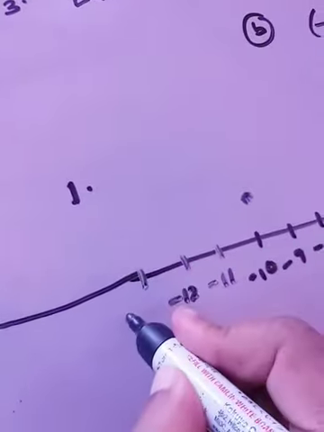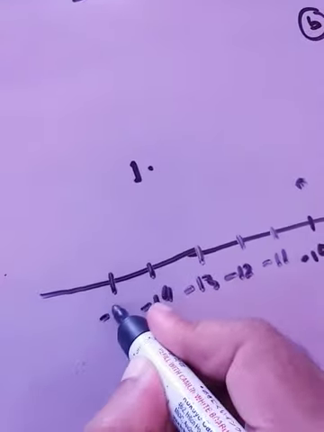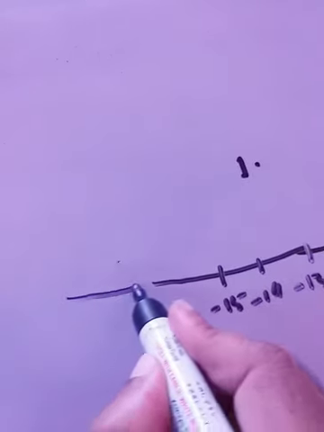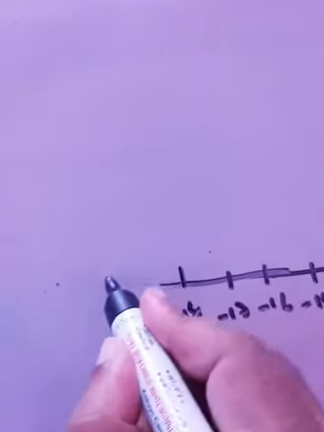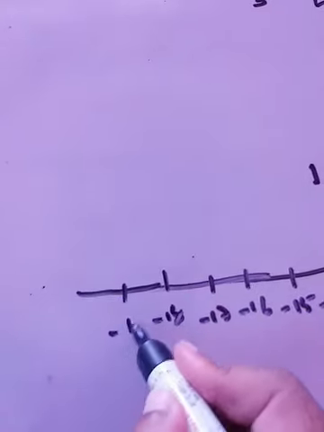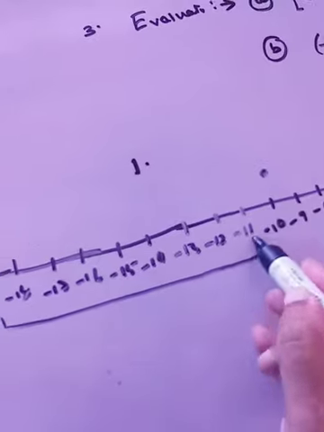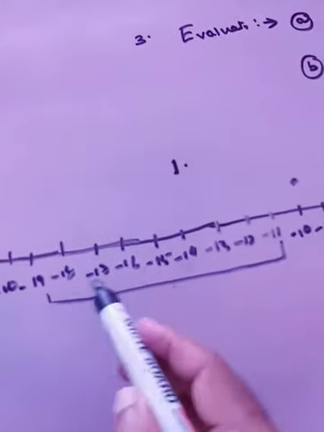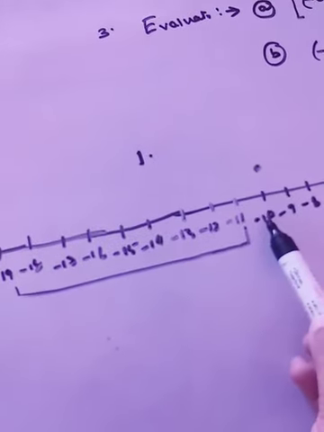So minus 13, 14, 15, 16, 17, 18, 19 and minus 20. These are the set of numbers out of which you have to select any 5. These are the numbers which are smaller than minus 10 but greater than minus 20.